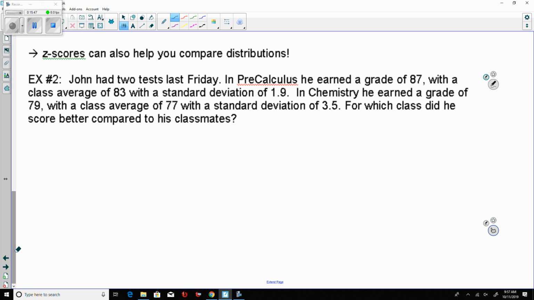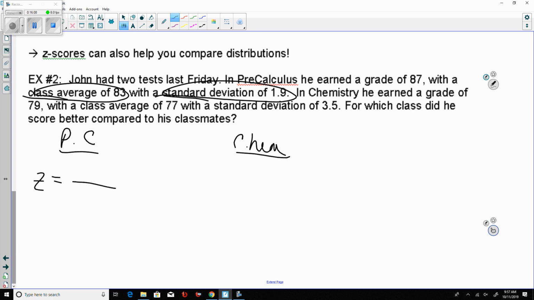Okay, chemistry, he got a 79, not bad. And pre-calc, he got 87. So we have our pre-calc, and we have our chemistry. Okay, so going to Z-scores in pre-calc, usually it's easier to find the mean and standard deviation. So if you know the mean and standard deviation, now the other piece of data they give you is your X value. So this is your 87.